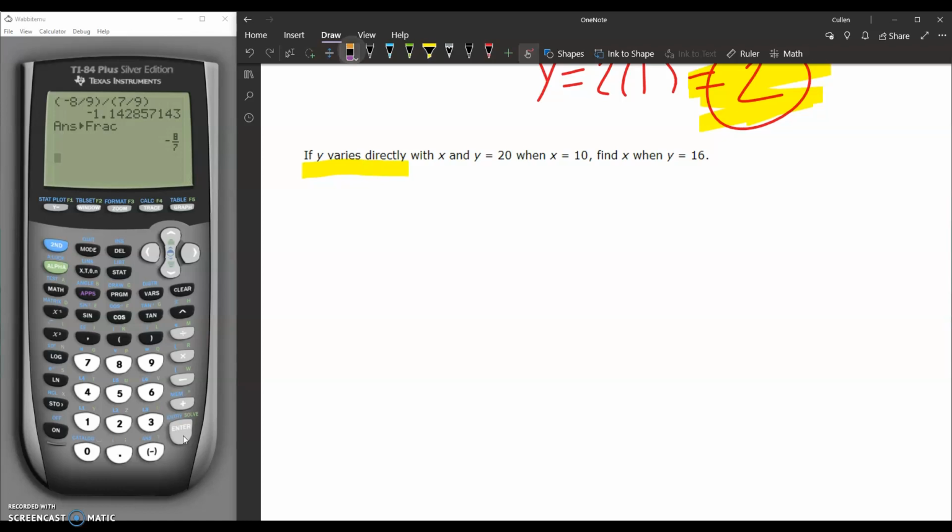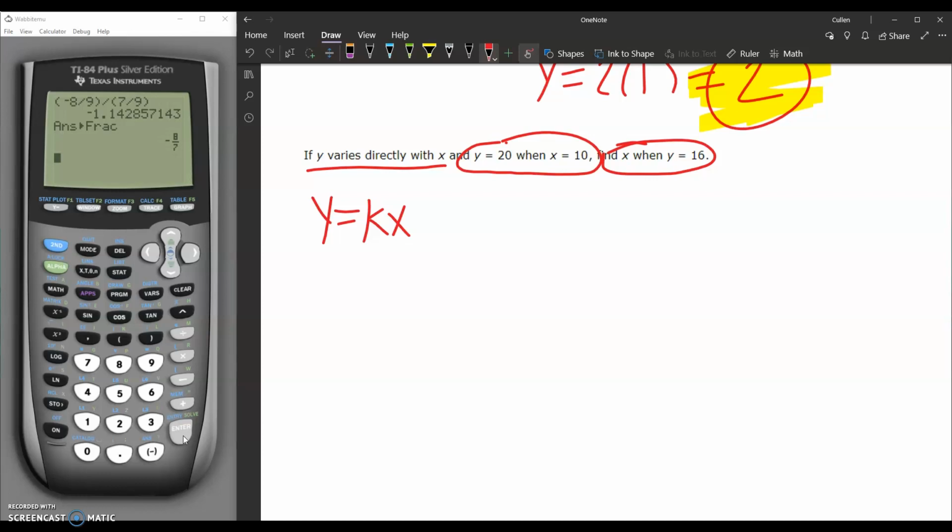So let's start. It's going to give you a piece of information. Y varies directly with x. So that tells me I'm going to be using y equals kx. And then it's going to give me this little piece of information. Y is 20 when x is 10. So we're going to use that information to find k. And then it's going to ask you this second piece, and it'll say find x when y is 16.